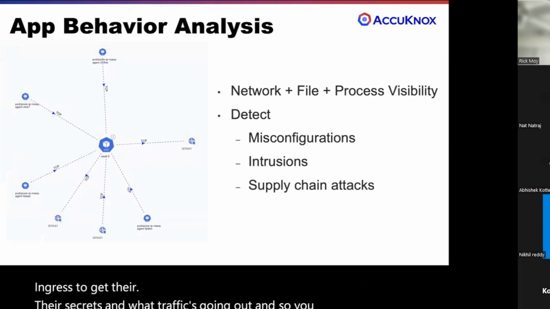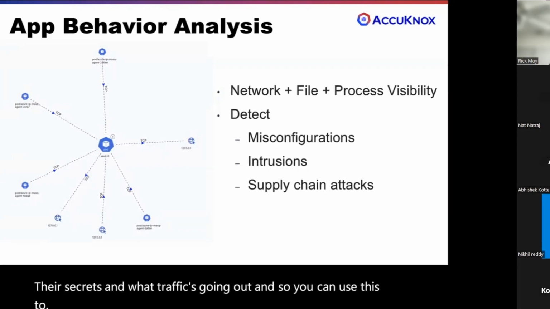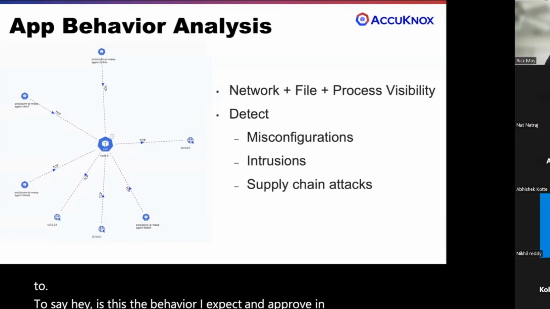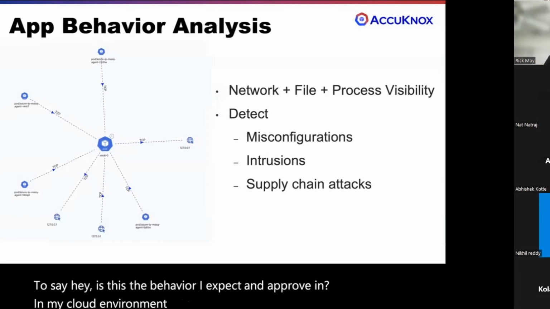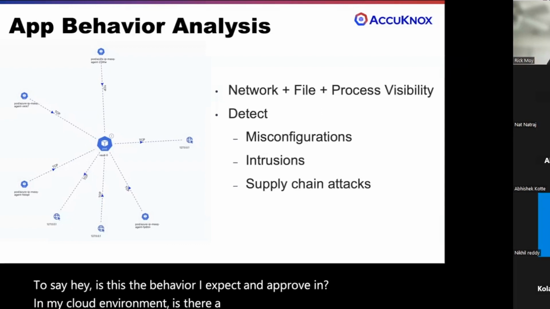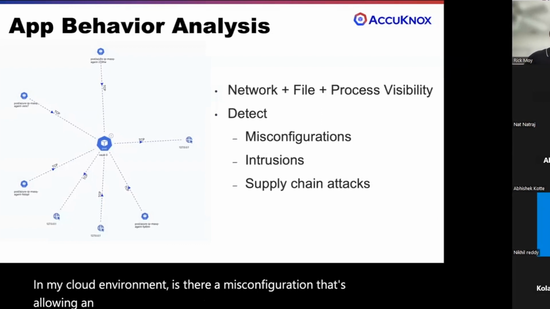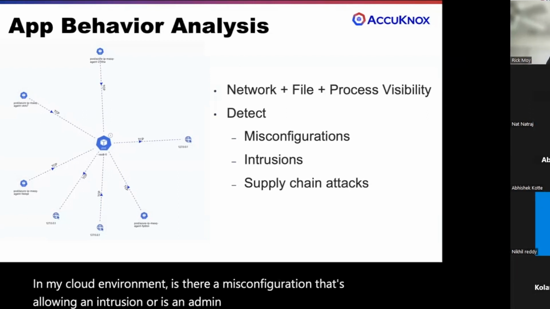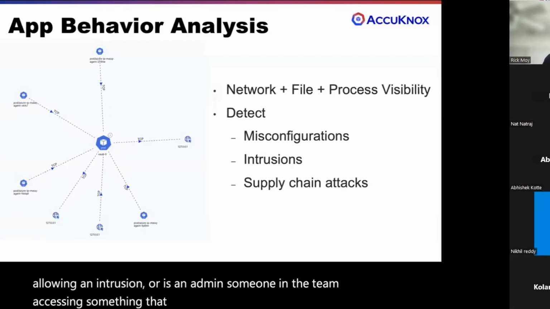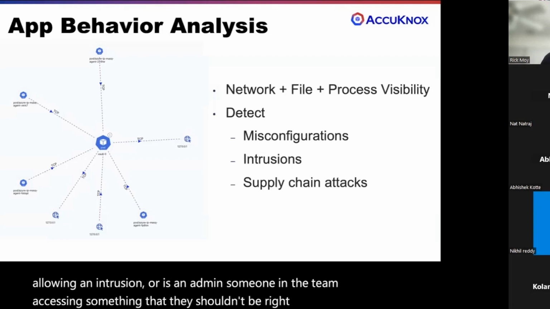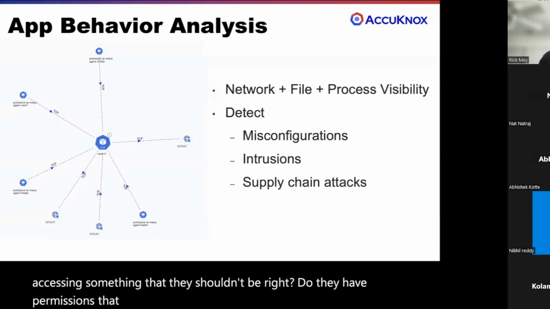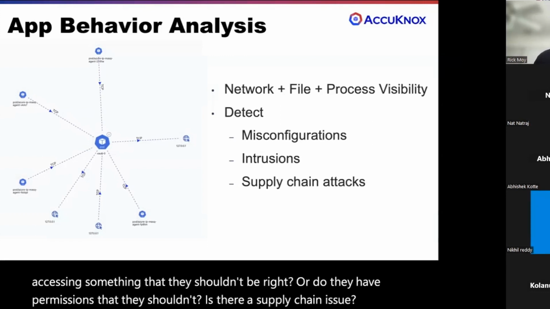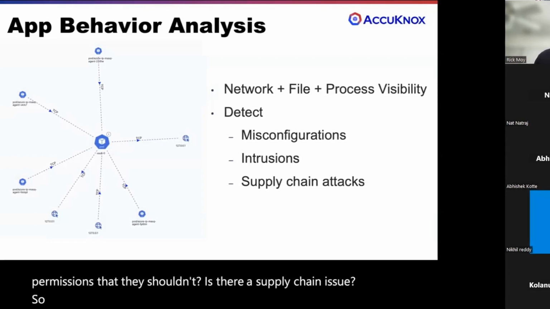So you can use this to say, hey, is this the behavior I expect and approve in my cloud environment? Is there a misconfiguration that's allowing an intrusion, or is an admin, someone in the team, accessing something that they shouldn't be? Do they have permissions that they shouldn't? Is there a supply chain issue? So visibility is very important.